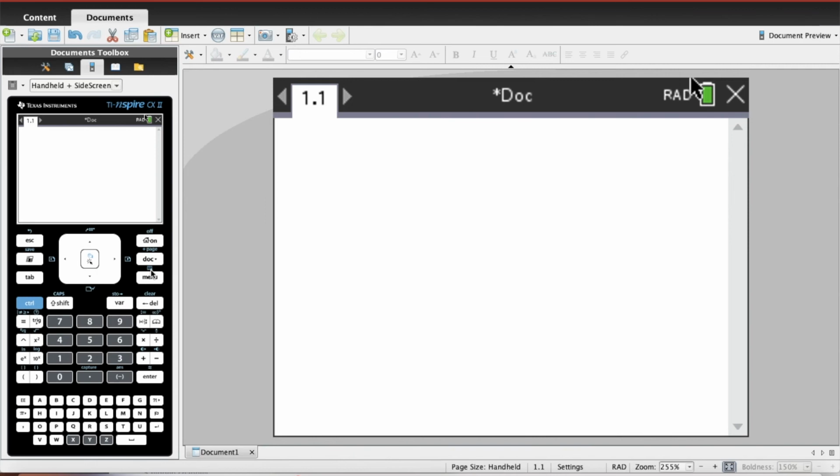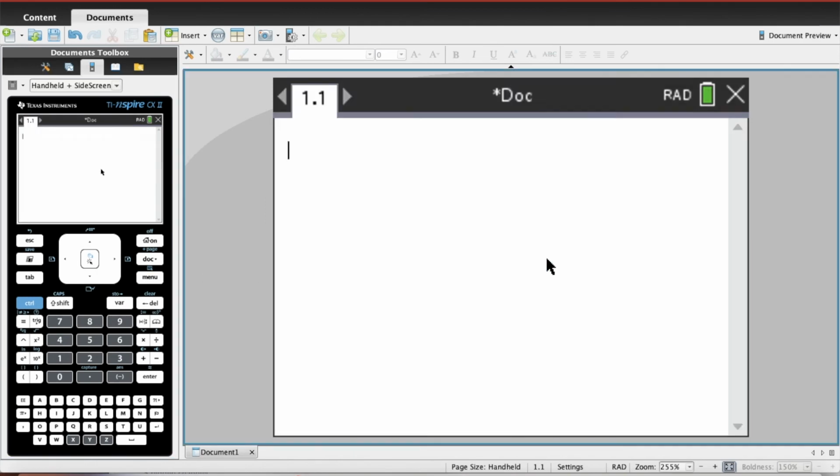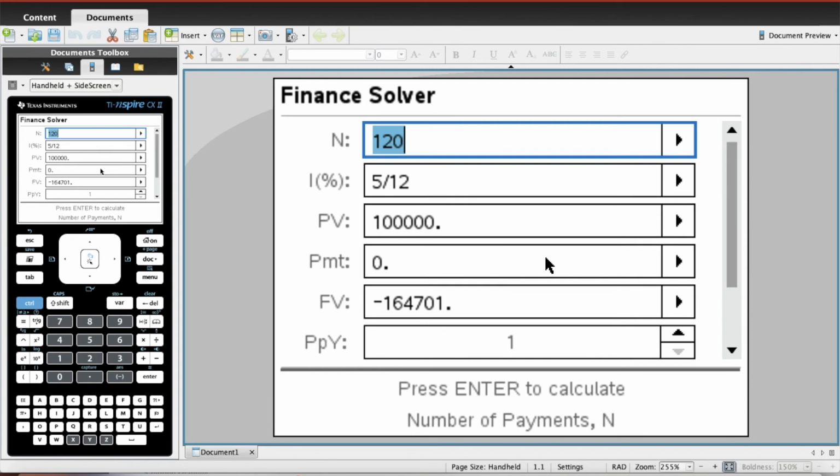In order to do this, we're going into our menu. We'll go to Finance, Finance Solver. I've still got the numbers in there from my previous question, and that's perfectly fine. It's not going to mess anything up. Now I need to determine how much he needs to pay each quarter. One way to do this is to say he's going to need to make 20 payments, because it's 5 years, each quarter means 4 times a year.